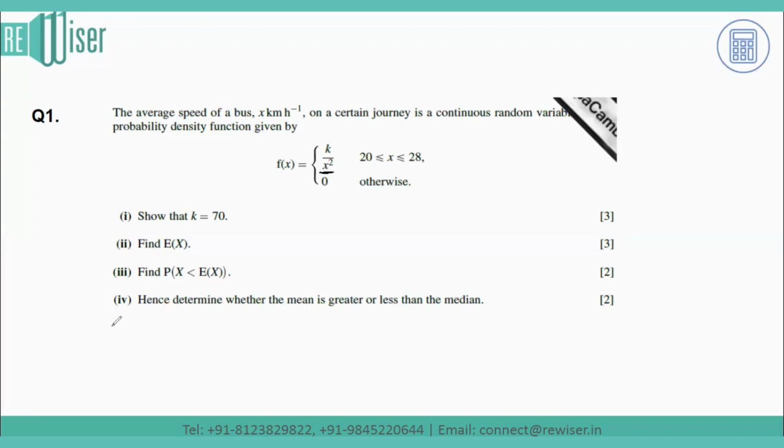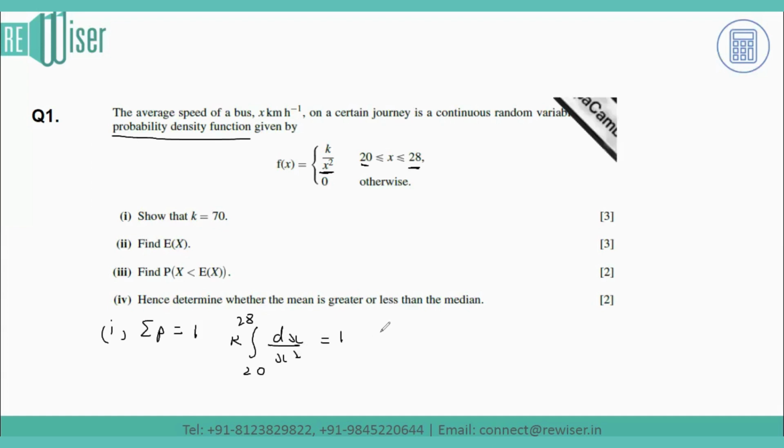So to answer this, we must know that the sum of the probabilities should be equal to 1. So sum means integration. We'll integrate the given probability density function from the limits 20 to 28, and that should be equal to 1. So the lower limit is 20, the upper limit is 28. K being a constant can be kept outside the integral, and that becomes dx by x squared, and that should be equal to 1.